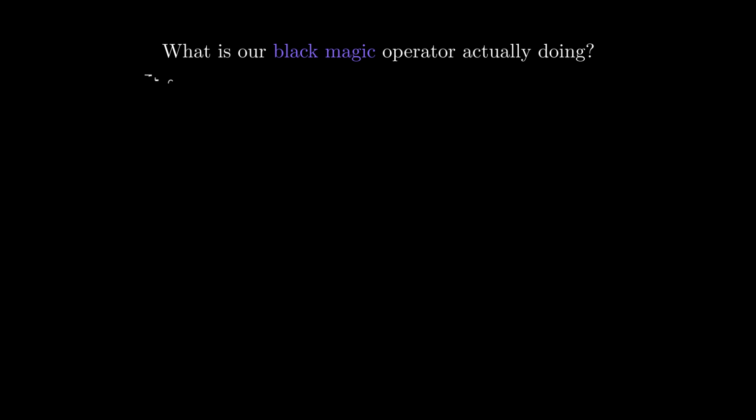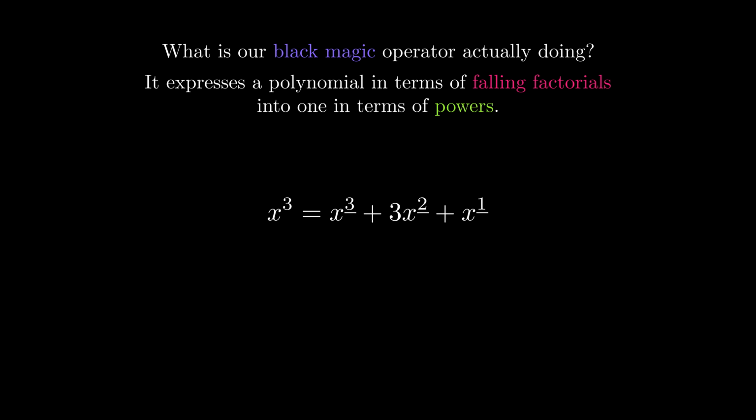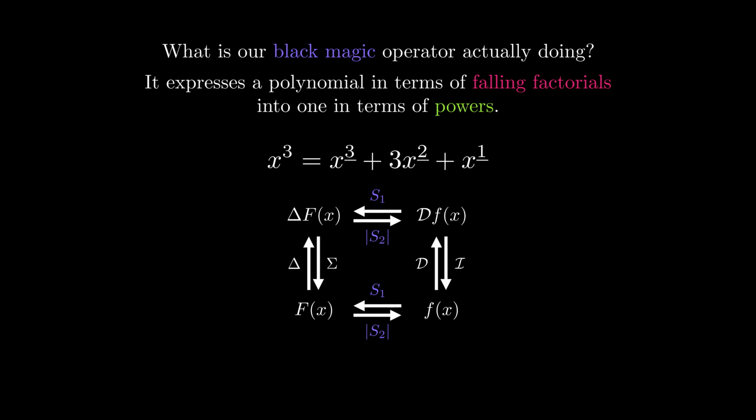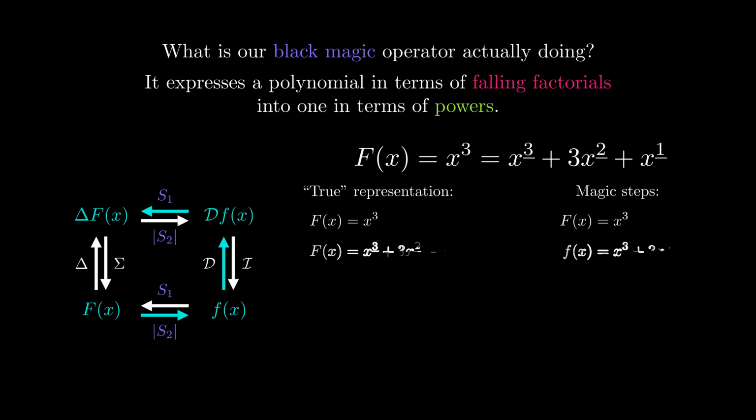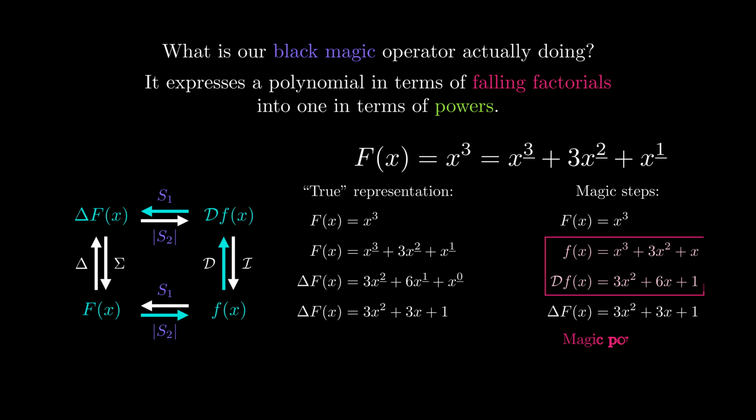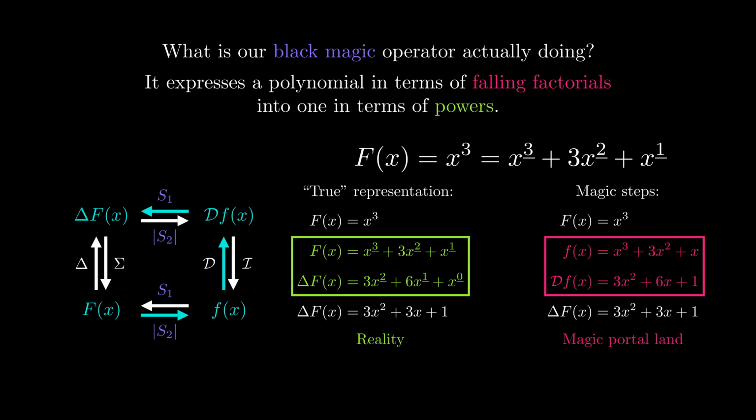It's simply rewriting a polynomial that is written in terms of falling factorials into one in terms of powers x to the power of n. If we recall the transition diagram we made, and write out the steps that go around like this, we can locate our magic step here, where we sent the function into continuous derivative world. What is really happening is that we are simply rewriting the function in terms of powers and applying the derivative, which looks like and acts like the forward difference operator.